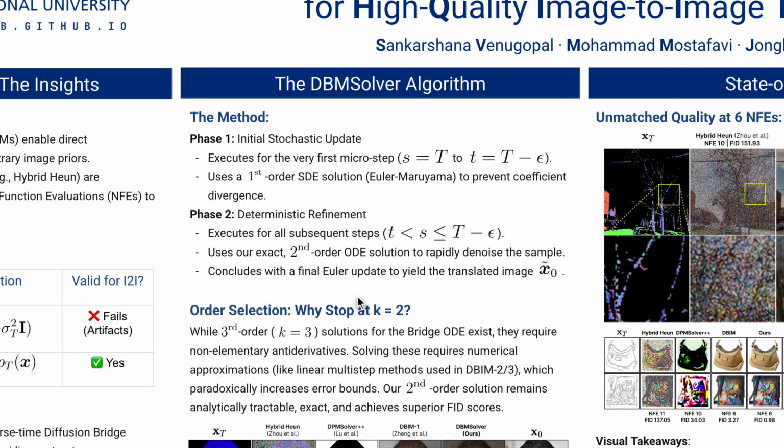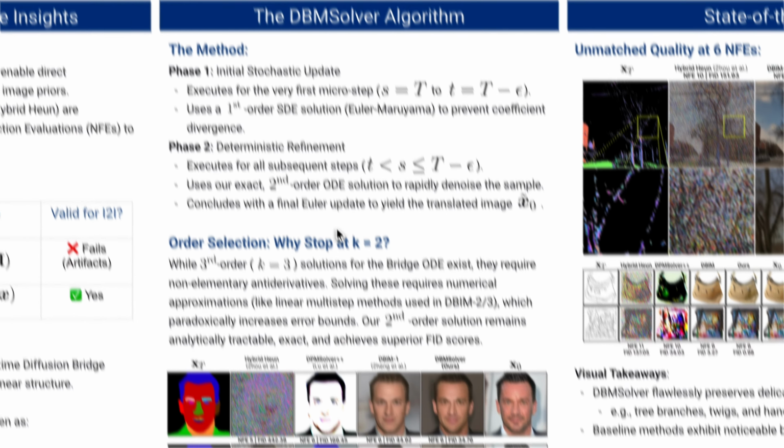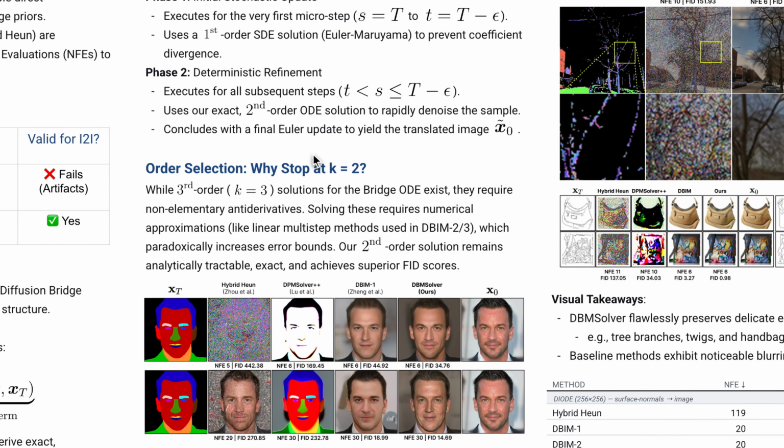So here we use a second-order bridge ODE solution, as I mentioned, but why stop at k equals 2? Why not k equals 3 or higher? Well, that is because third order and beyond run into non-elementary antiderivatives. There is no closed-form solution. Methods like DBIM fall back on numerical multi-step tricks, and therefore they paradoxically increase the error bounds. Our second-order solution stays analytically exact, and as the results show, that exactness wins.